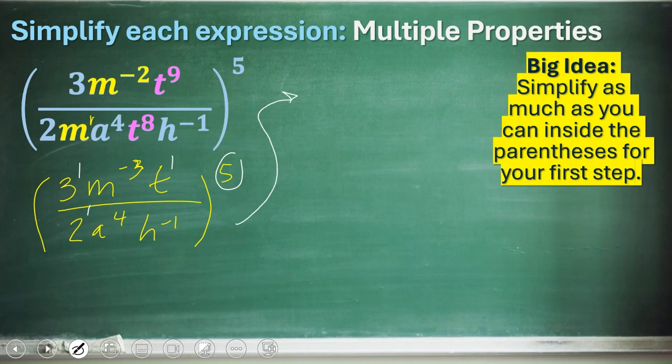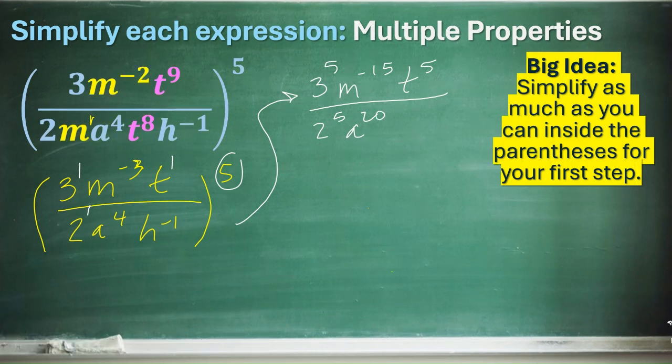So we end up with 3 to the power of 1 times 5, which is 5. M to the power of negative 3 times 5, which is negative 15. T to the power of 1 times 5, which is t to the 5th. 2 to the power of 5. I'm doing the exact same thing. A to the power of 20, I'm just multiplying the exponents. And then h to the power of 5, negative 5.